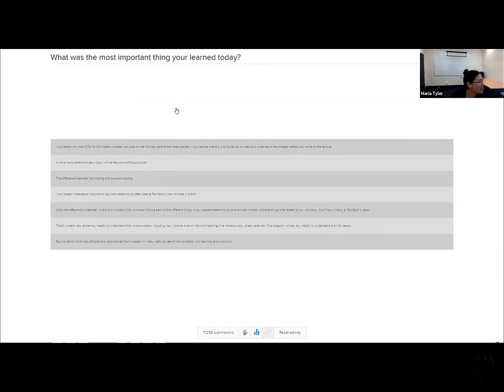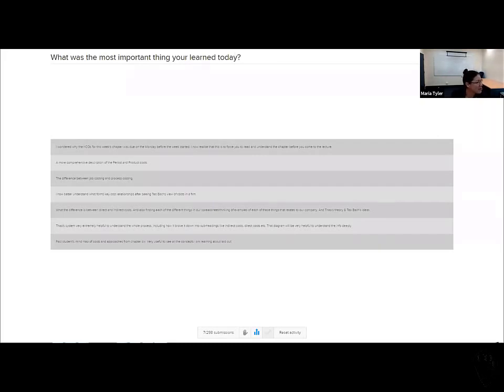Okay, so another student has said they've learned that there is a more comprehensive description of the period and product costs. That's good, but you could have also expanded that a little bit further. Just tell us, what is that comprehensive description? So again, the key concept behind the period and product costs being one affects the balance sheet, one affects the income statement. The difference between job costing and process costing. So again, a little bit more of a flesh out just helps others to understand what the difference is between our job costs versus our process costs.